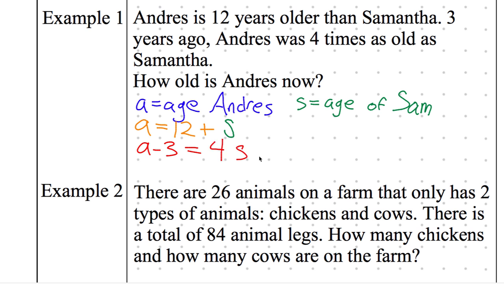4s. You're really, really close. It is 4 times s. But the thing is, this is 3 years ago. So it's going to be s minus 3. And what do I do first?